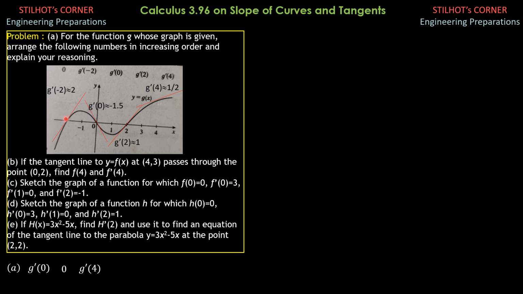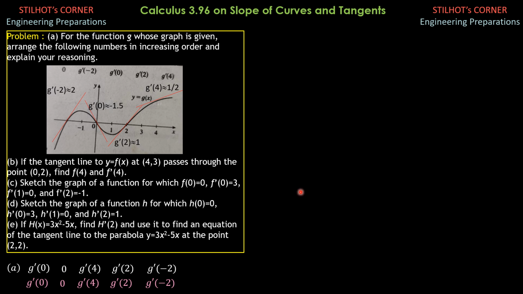The maximum value among these numbers is g prime of -2. So g prime of 4 is about 1/2, so g prime of 2 is about 1. And finally, the maximum value in these values is g prime of -2. So therefore, that's the arrangement, and that's our answer.